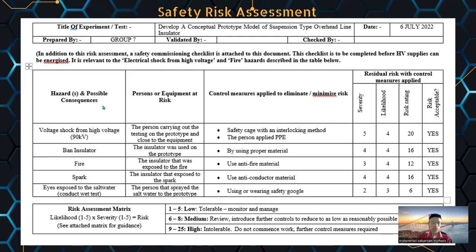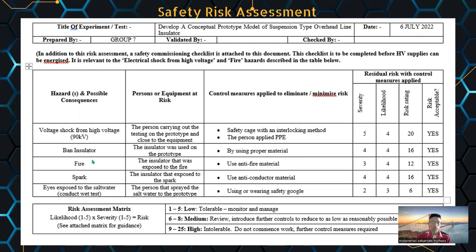The second hazard is a bent insulator. The equipment at risk is the insulator used on the prototype. The control measure applied is using proper material. Severity is 4, likelihood also 4, so the risk rating is 16. The risk is acceptable, yes.